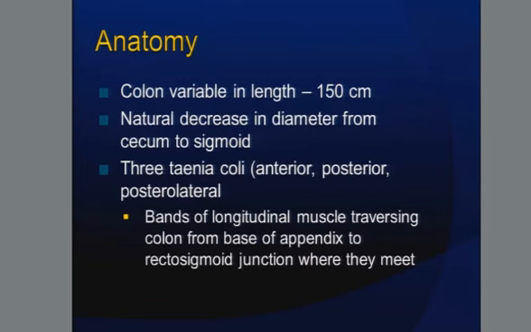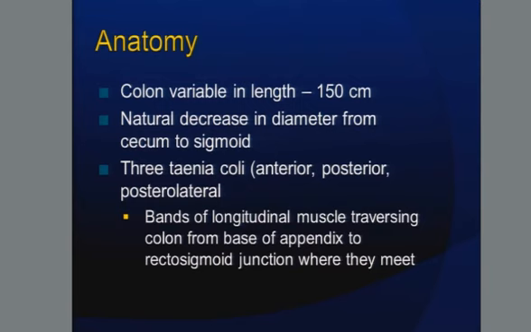Just a little bit about colonic anatomy. Nice to remember that the colon slowly decreases in size as you go from ascending to rectum. The largest portion of the colon is going to be the cecum, and as you get towards the rectum, it's going to decrease in caliber over the long course of the colon. It can be variable in length up to about 150 centimeters.